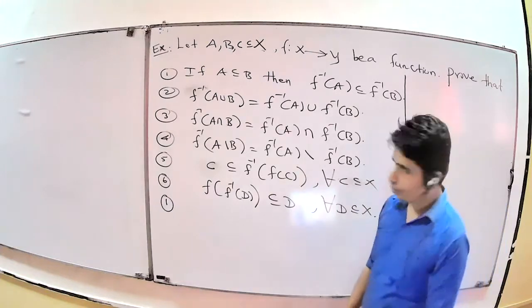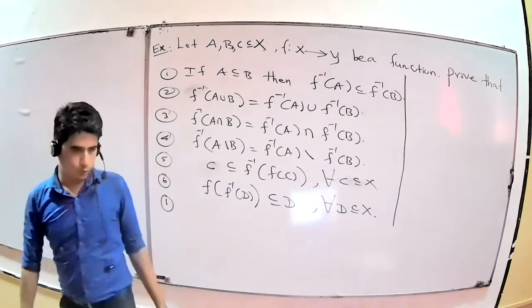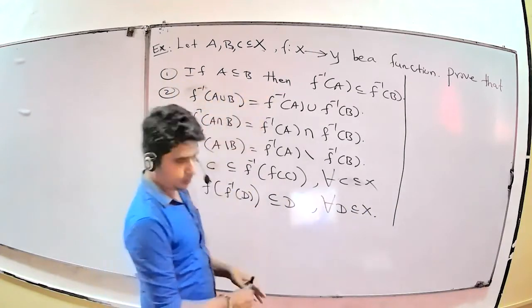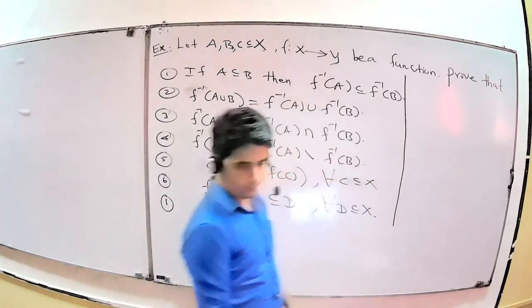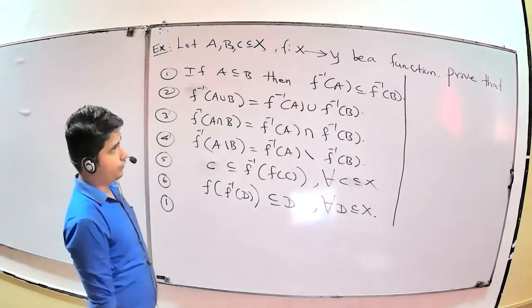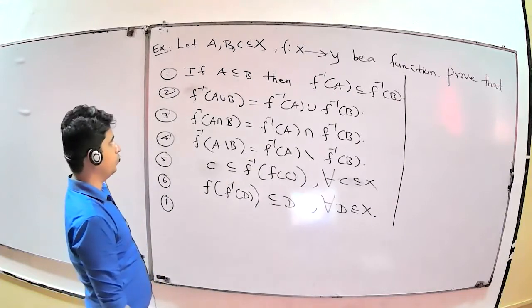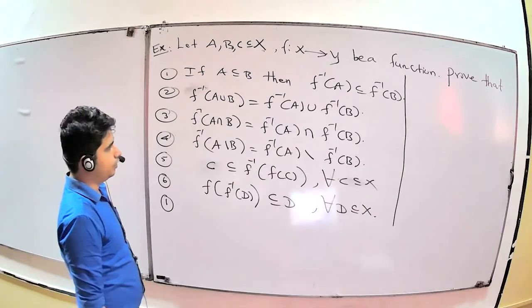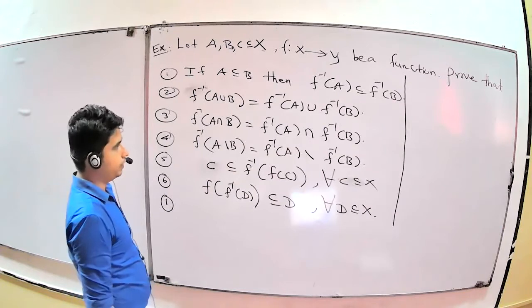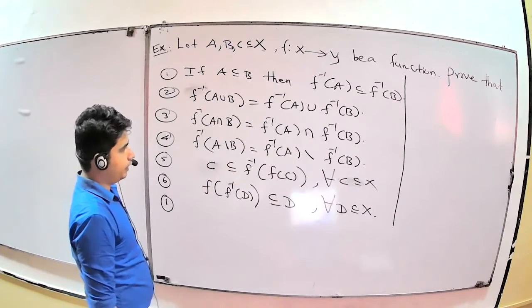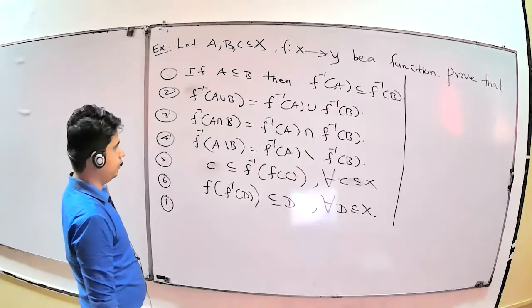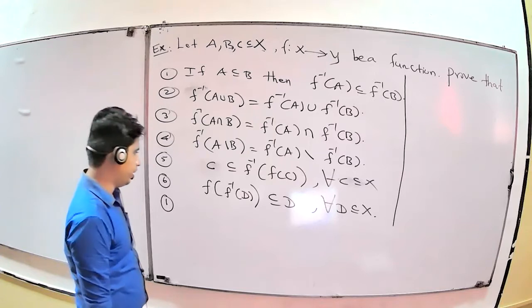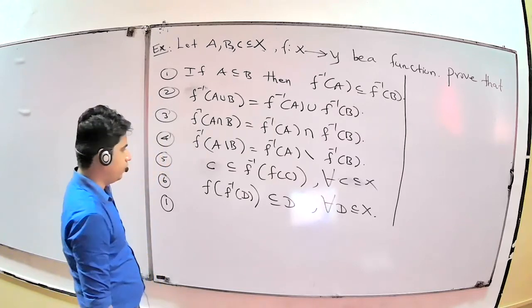Okay, here you want to prove these parts, right? First part: if A is a subset of B, then f inverse of A is a subset of f inverse of B. Second part: f inverse of (A union B) equals f inverse A union f inverse B. Third part: f inverse of (A intersection B) equals f inverse A intersection f inverse B. Fourth part: f inverse of (A minus B) equals f inverse A minus f inverse B. Fifth part: C is a subset of f inverse of f of C. And sixth part: f of f inverse D is a subset of D.